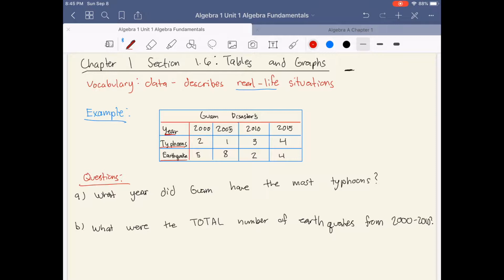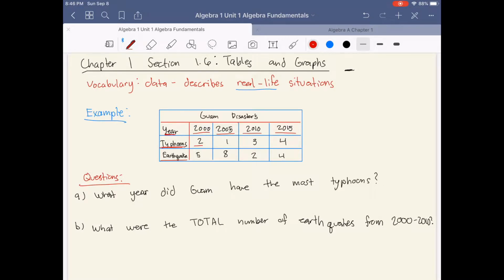So how you would read this, you would correspond the numbers from the right according to its label on the left. Okay, very simple. So you see year on the left, then the corresponding numbers to the right of year are the years 2000, 2005, 2010, 2015. Then, if I ask you what was the number of typhoons that happened in the year 2000, what is your response right now? I'll give you a second. Okay, you should have said 2.